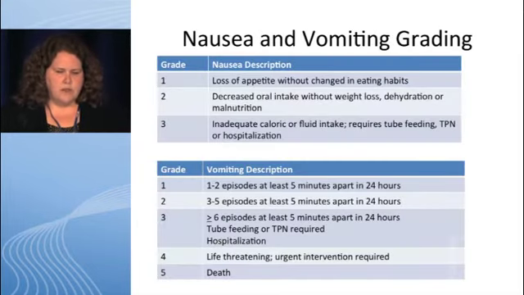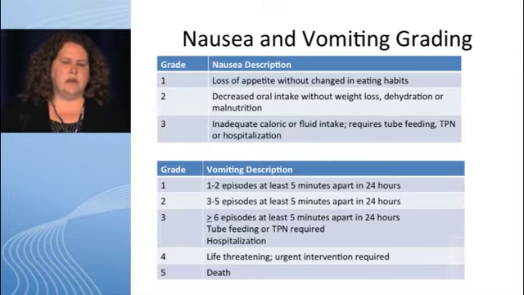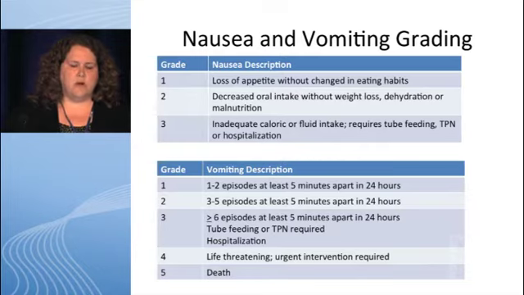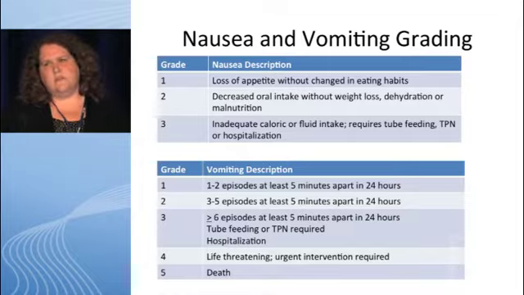So nausea and vomiting. Let's just take a second to look at this. Nausea is really not considered severe unless people are getting inadequate calories or fluid or require tube feeding or hospitalization. And for vomiting, 6 episodes, at least 5 minutes apart in 24 hours is considered severe vomiting. Again, you're asking somebody to take a pill at home every day that's causing some of these grade 1 and 2 problems. But again, we tend to overlook those.